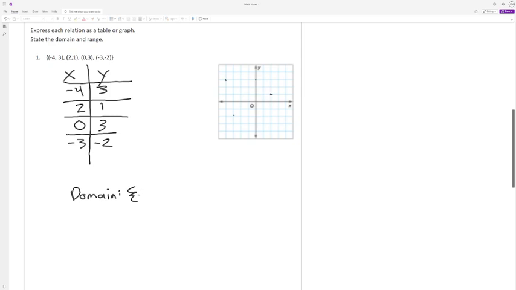So these are going to be -4. And if we write in increasing order, we'll look at -4, and then -3, then 0, and 2.